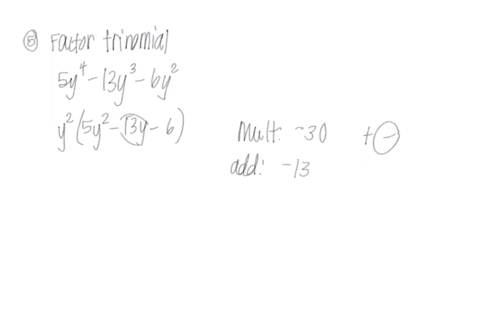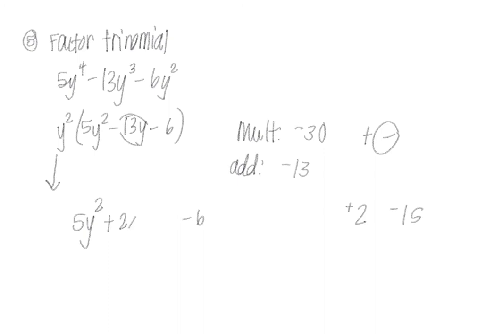Okay, 30, 1 and 30, 2 and 15. Would 2 and 15 work? The larger number negative, smaller number positive. That works. So y squared, just kind of let it hang out. We're going to put it in front of our final answer. But all I'm worried about factoring right now is the 5y squared minus 13y minus 6. That's what was left. So I'm going to rewrite the trinomial into a 4-term. I can just say 5y squared minus 15y plus 2y. That order doesn't matter. Now we just need to group.